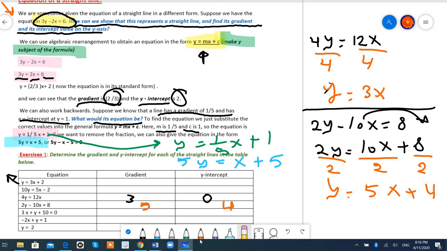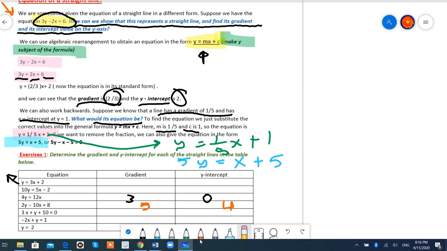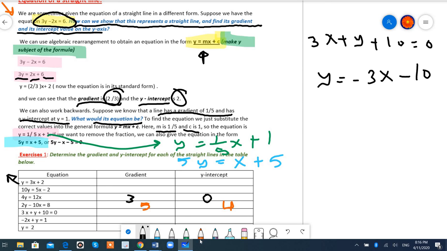Now the fifth one is 3x plus y plus 10 equals 0. You have to make y the subject of the formula. So y equals -3x minus 10. So the gradient is -3 and the y-intercept is -10.